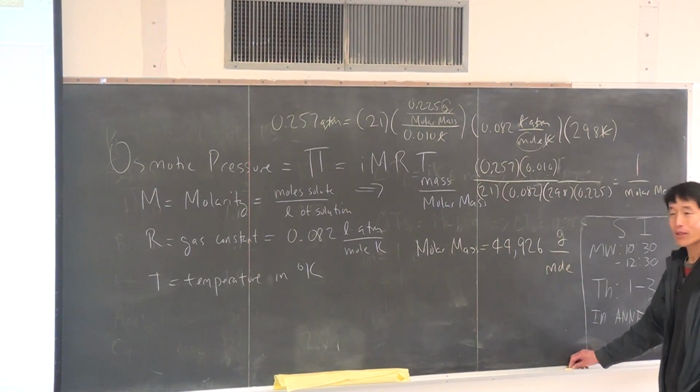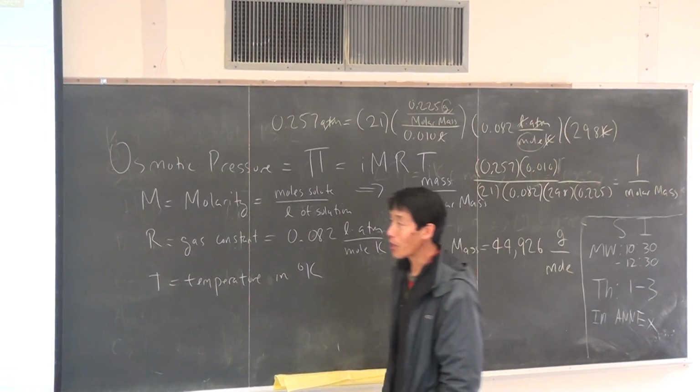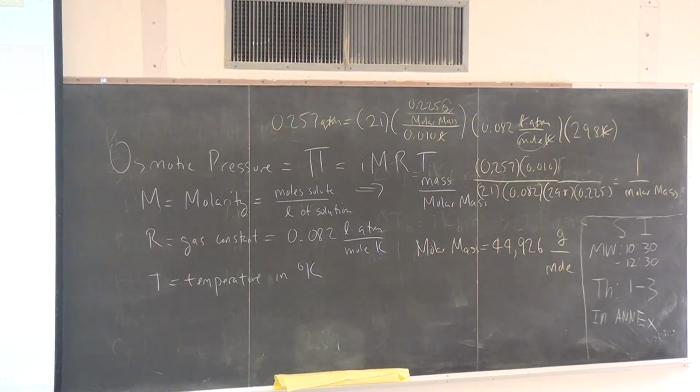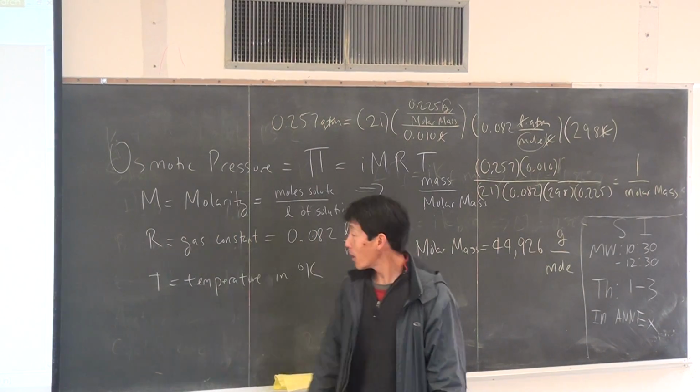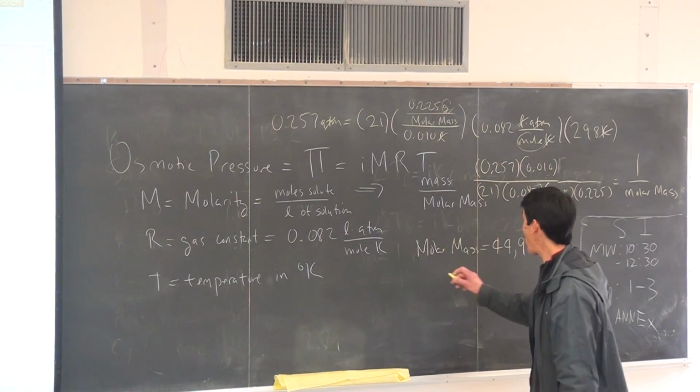But there's one more thing, I just thought of this. Note that this protein is Na20P, so that molar mass includes the 20 sodiums. If we look at the protein only, we want to subtract the 20 sodiums.